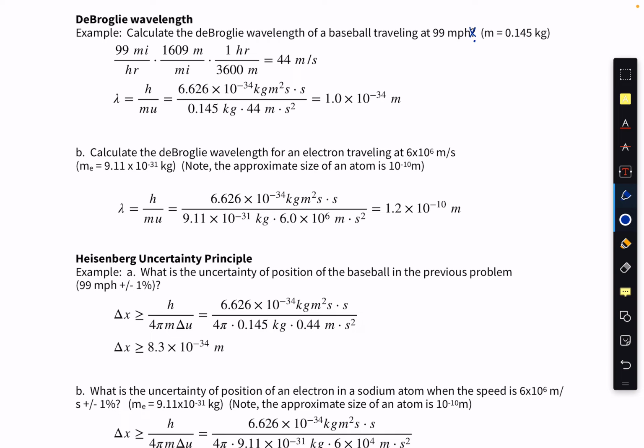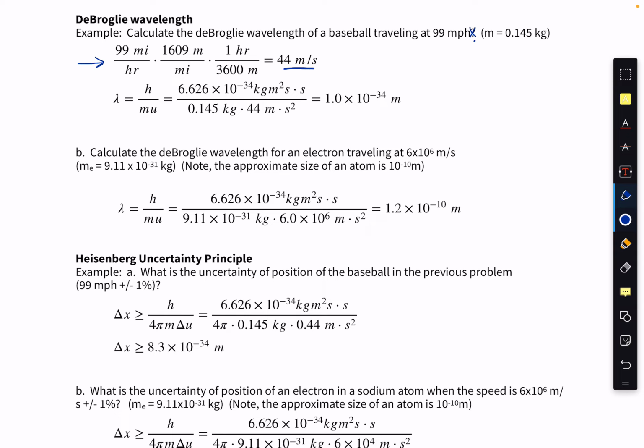What I've done here is I've taken this 99 miles per hour, like I think we did previously, and I've converted it to meters per second. We just take our 99 and do our 1609 divided by our 3600. Maybe in a previous chapter it was 95, I was just confirming that we had the right number. We get 44 meters per second.